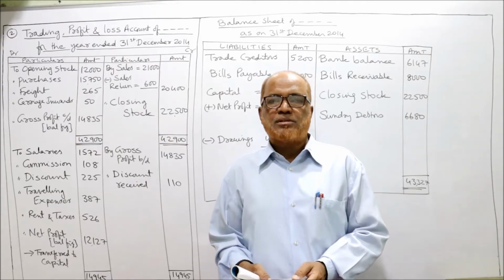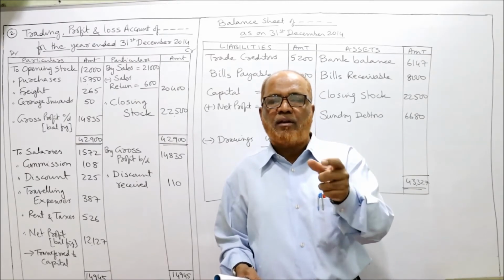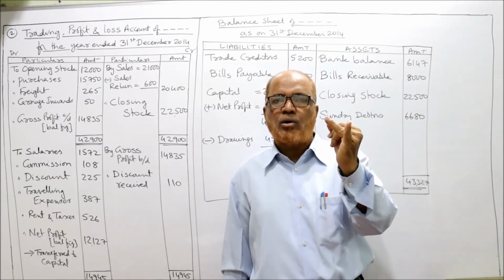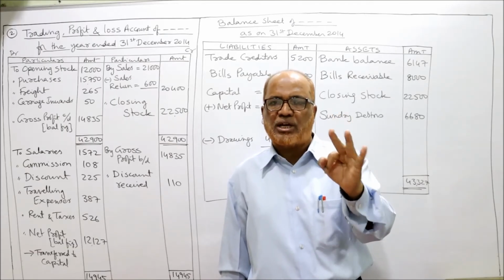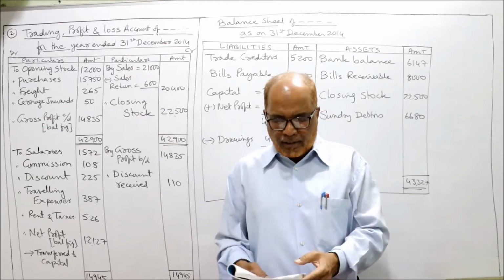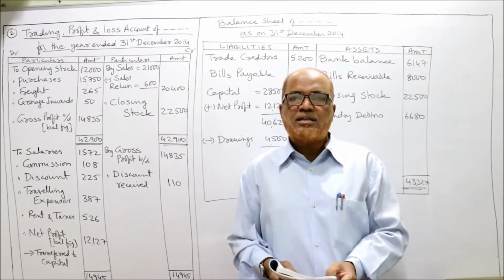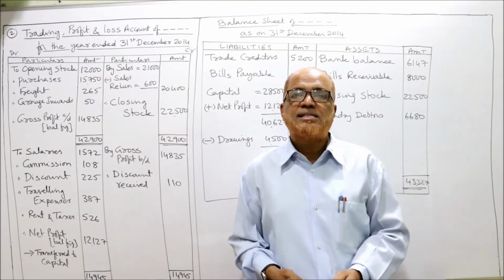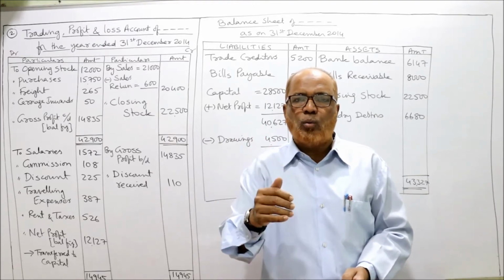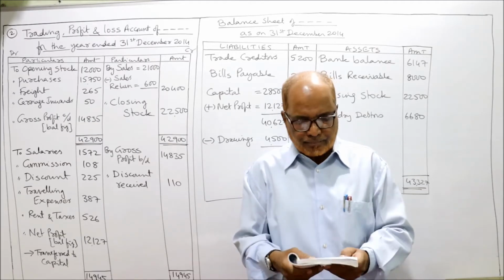Now, the items which are given in the problem, you have to decide which item will appear where. The trial balance items will appear only once, either in the trading account, the profit and loss account, or the balance sheet, any one. But adjustment items will appear twice. Now first, purchases, debit side of trading account. Return inwards means sales return. Concentrate on each and every item I am telling. It will be deducted from sales.